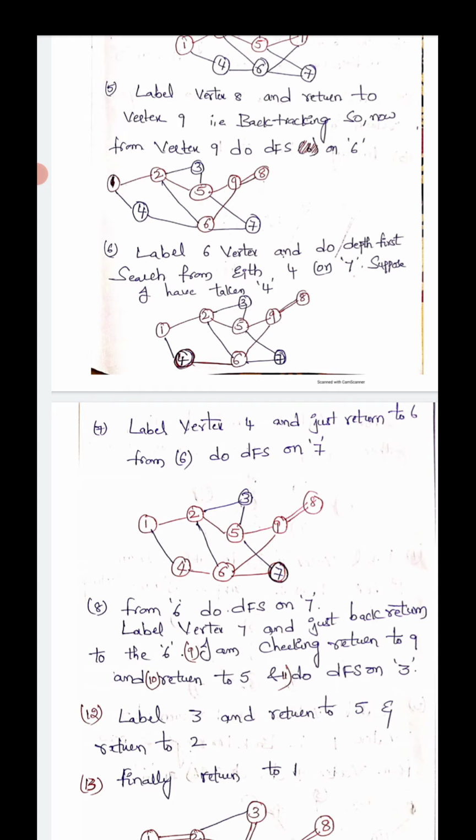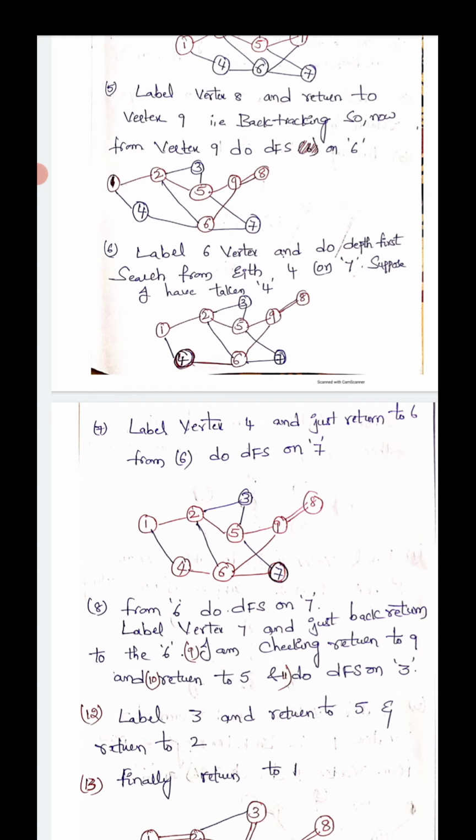6 has 2, 9, 4, 7. The nodes are already visited. I am checking the return to 9. Why? Because the return from 9 goes to 5 and 6, and 6 is already visited. So return to 5. And the 11th step is to do depth first search operation on 5.